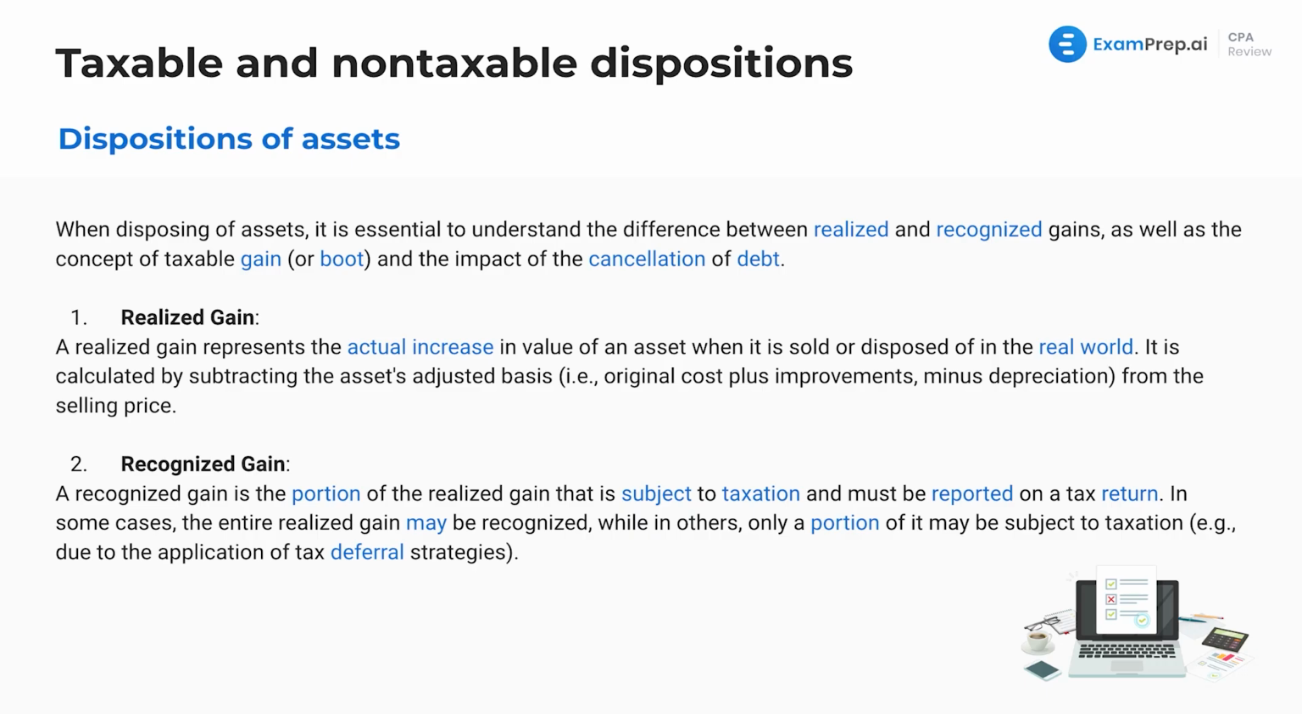Disposition of assets. I know you're like, I wanted more of those questions. I totally get you. We got lots of great examples throughout the rest of the course. Talking about disposition of assets in general, it's essential to understand the difference between the realized and recognized gains, as well as the concept of taxable gain or boot, and the impact of the cancellation of debt.